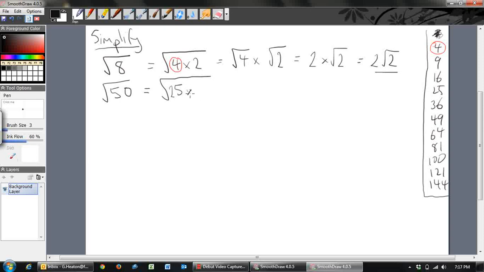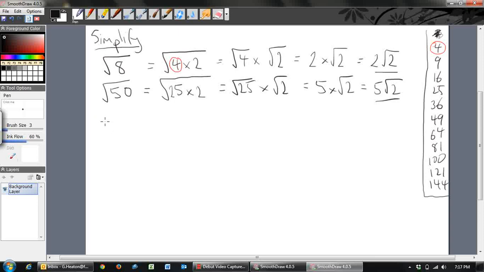And so what we do is we write it as such. Let's write down our perfect square first, 25, and that's 25 times 2, like that. Break the square root sign up into two pieces, the square root of 25 times the square root of 2. What is the square root of 25? The square root of 25 is 5. So it's 5 times root 2, and in maths we don't bother writing the times. 5 root 2. And so that's how we're doing simplification. I'll do two more.